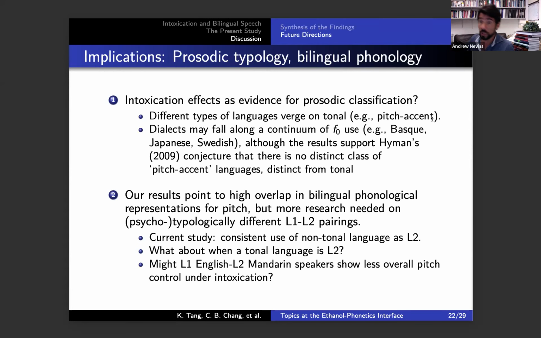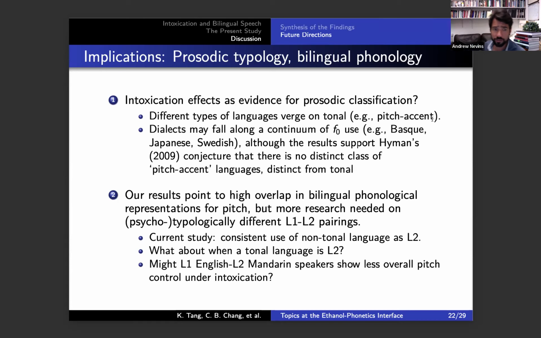So here's a very interesting question. Can we use intoxication to do prosodic classification? There's this whole continuum of languages on this pitch accent F0 use, Basque, Japanese, Swedish, and could one use alcohol to look at the relative effect of each under pitch control with alcohol? In principle, one could.